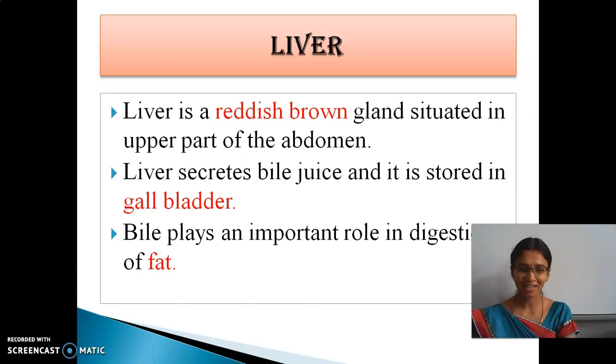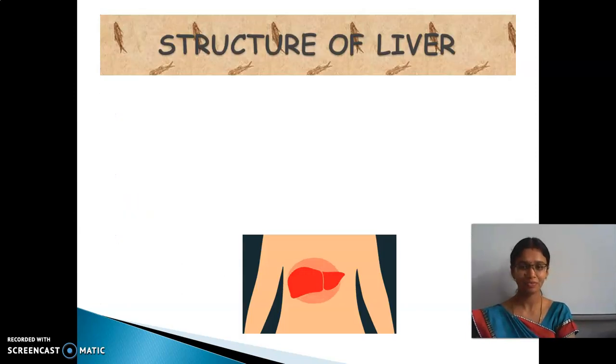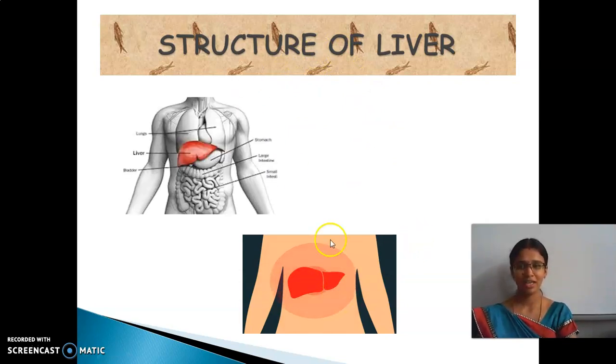Yes, which is the largest gland? Tell me. Liver. Very good. Which is the largest gland? Liver. See here, you are able to see the structure of liver in the human body. Yes. So see here, what is there? Liver, reddish brown, I said, right? What is the color? Reddish brown, which is present in the upper part of the abdomen. Here it is present. Yes.